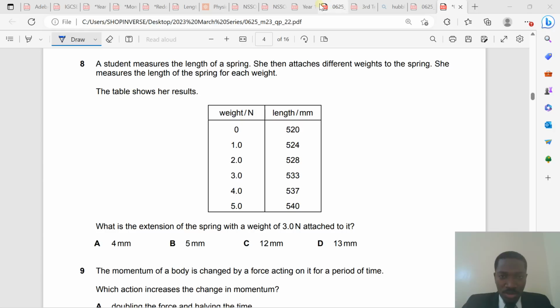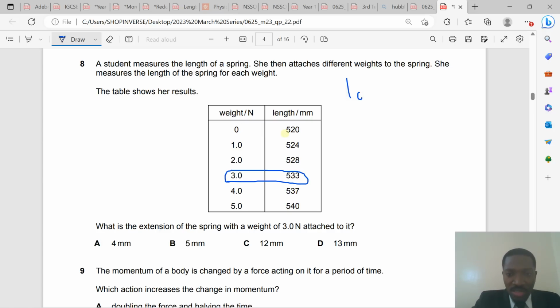So the question asks us to do what? The question says, what is the extension of the spring with a weight of 3 Newton attached to it? So these are the weights. When the weight is 3 Newton, what will be the extension? Take note that at 3 Newton, the length was 533, and at 0 Newton, the length was 520 millimeter. 0 Newton means the original length when no force is applied. Okay, when the force was 0, the length was 520 millimeters.